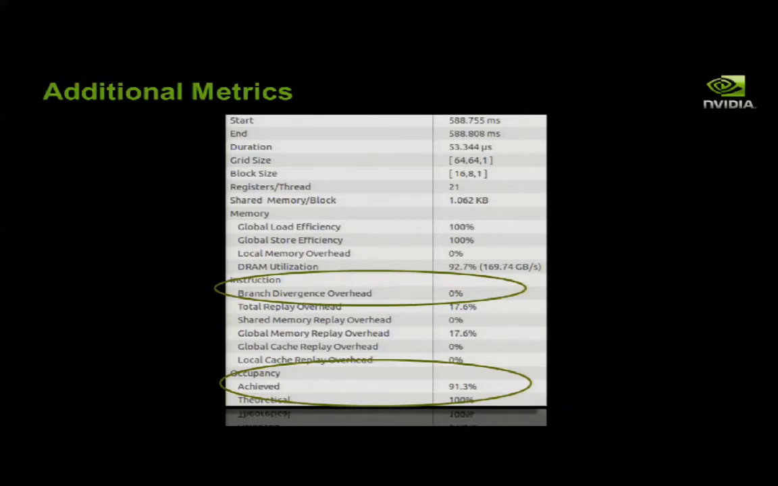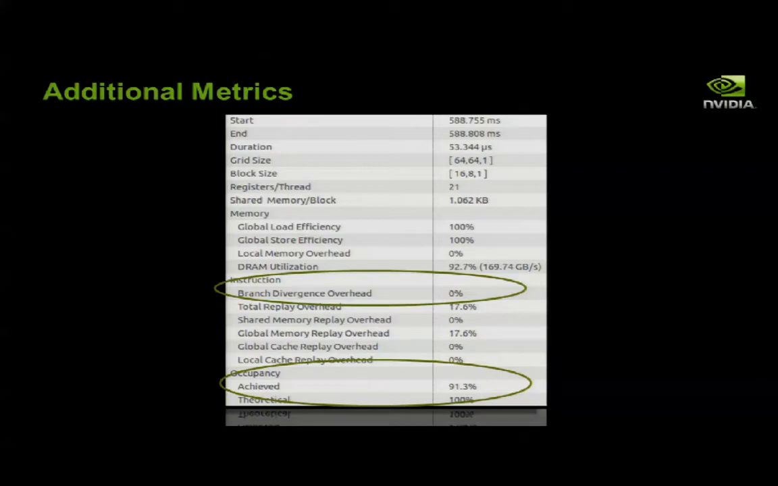The overhead of executing these unnecessary instructions, where a thread basically just has to sit idle, is counted as the branch divergence overhead. So if you have extra work that is being done simply because you take a different branch than your neighboring thread. So this is another one of those metrics that can be extracted from NVVP.